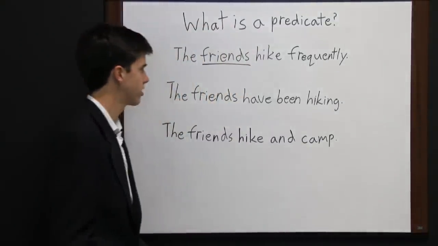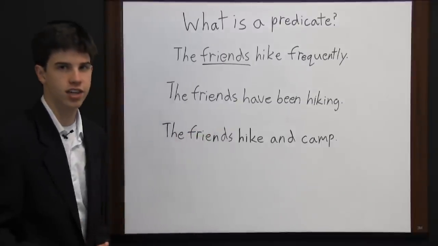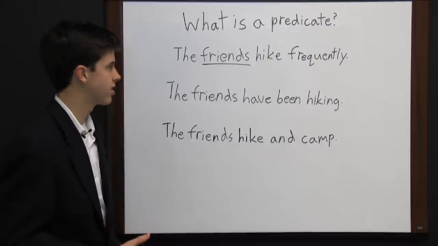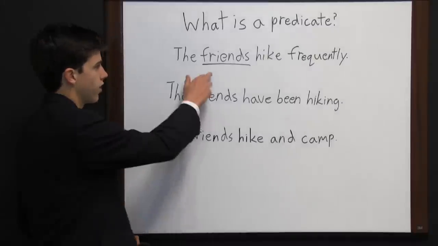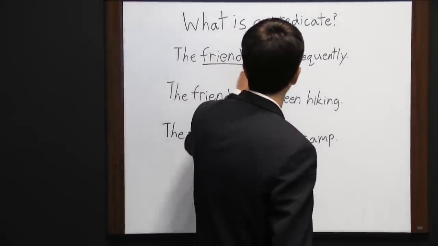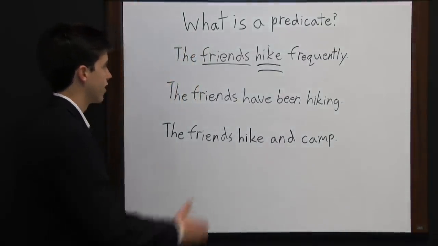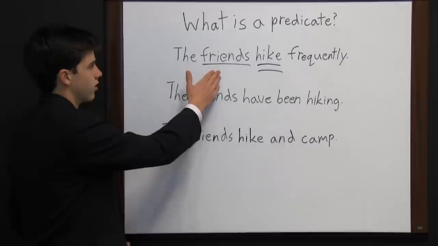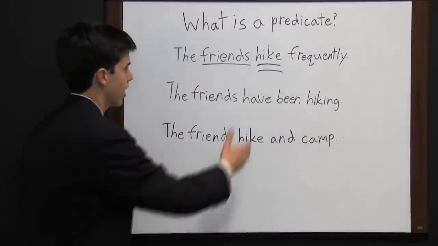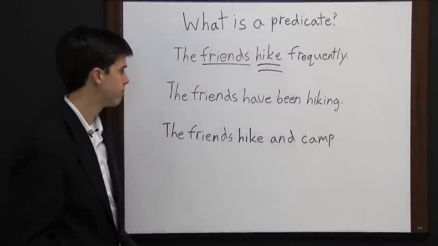So what is the verb of this sentence? Well, since the subject tells us who is going to do the action, and the predicate tells us what that action is going to be, then it only makes sense that the verb here needs to be what the friends will be doing. Well, the friends here will be hiking. So hike is the verb. I'm going to put two lines under it to show that it's the verb. So here, friends is the subject. So friends is going to be the people doing the action in this sentence, and then the predicate tells what that action is going to be.